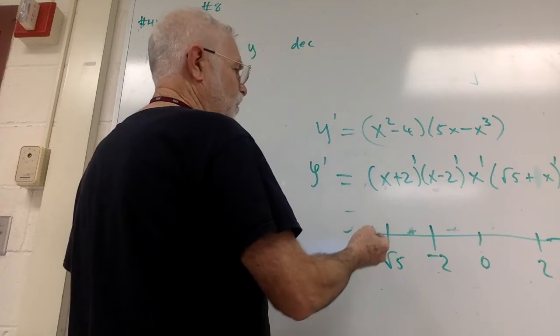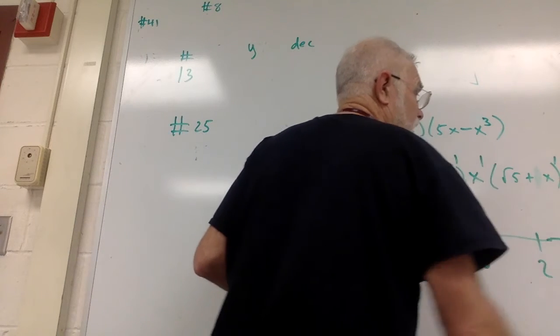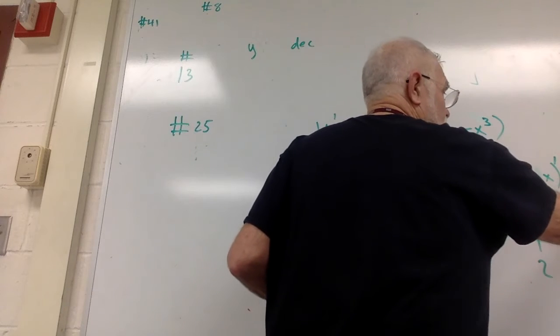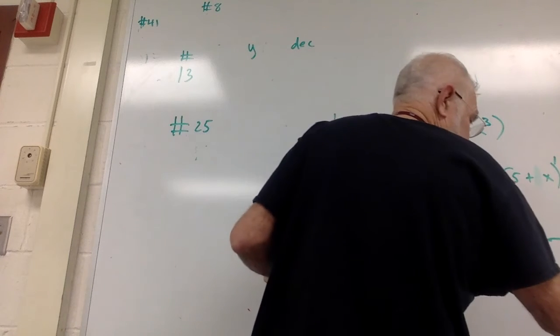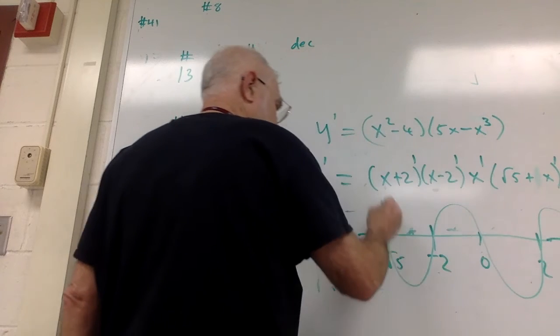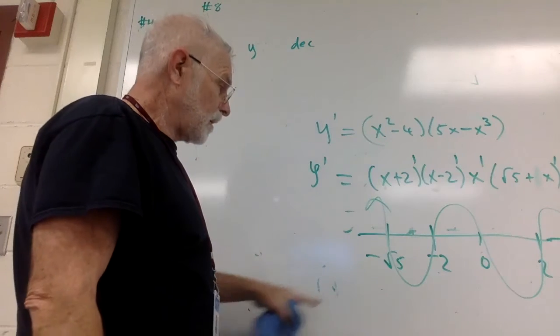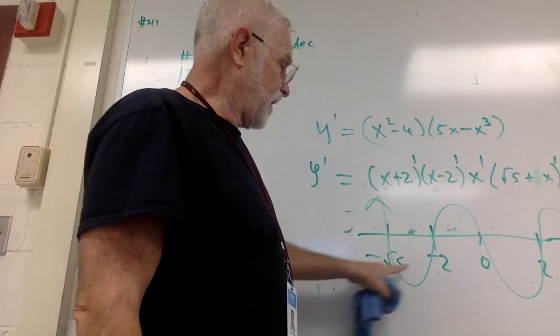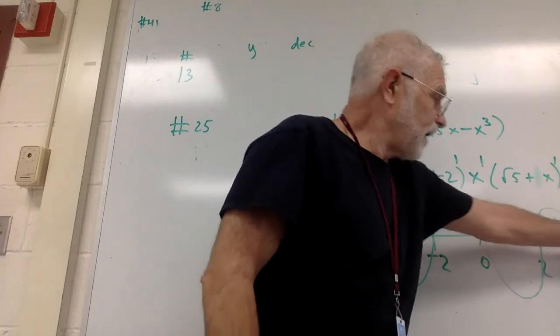If I put a huge number in, positive, positive, positive, positive, ooh, negative over here. The bigger the number, like a million, that's a negative. This is actually going down. What am I decreasing? From -√5 to -2, 0 to 2, and √5 to infinity.